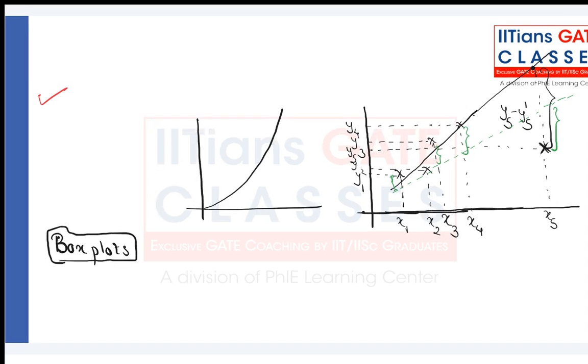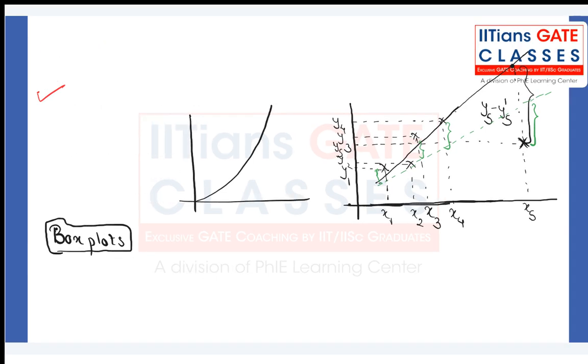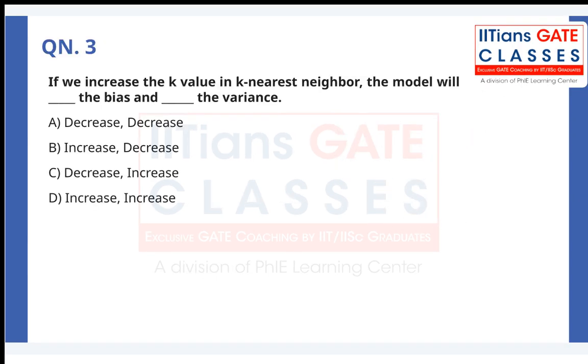So the next question here is, if we increase the value of k in a KNN, the model will dash the bias and dash the variance. Okay, so I have already taught you a lot about KNN. So take 1 minute, think about it, and let me know what you think about this answer.